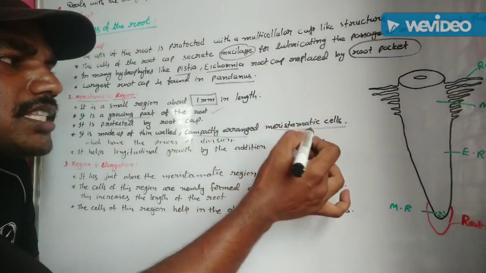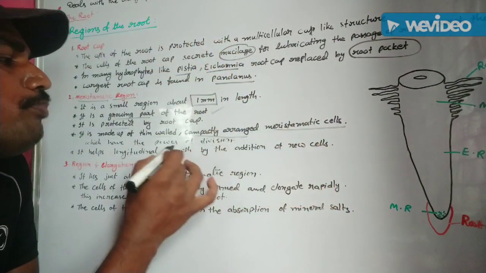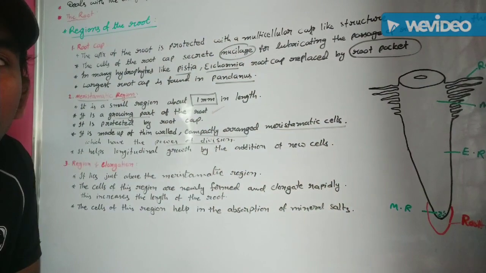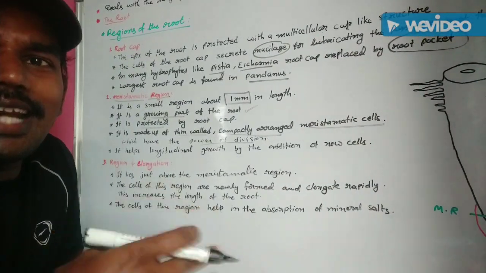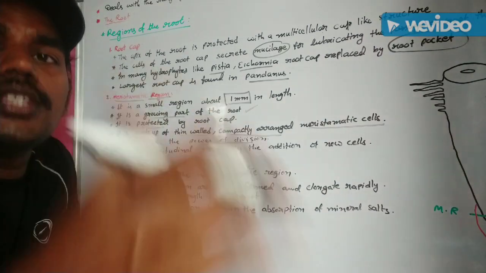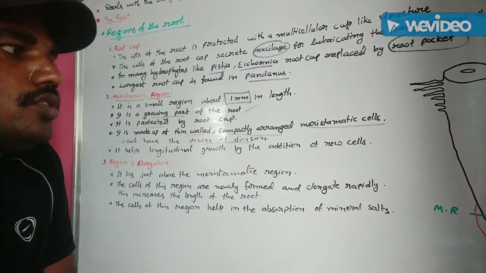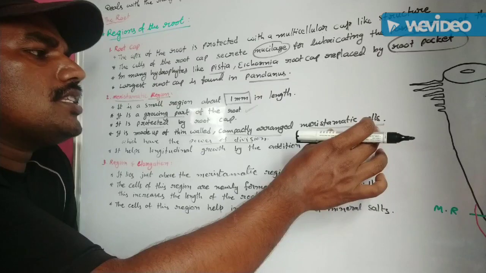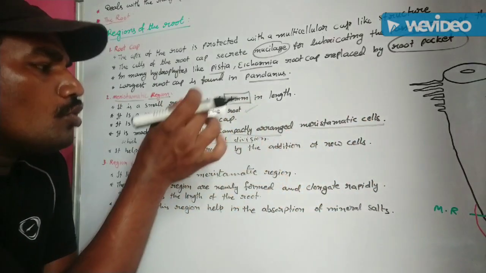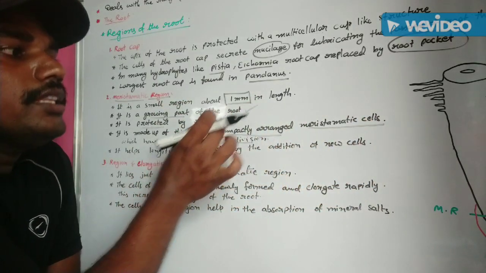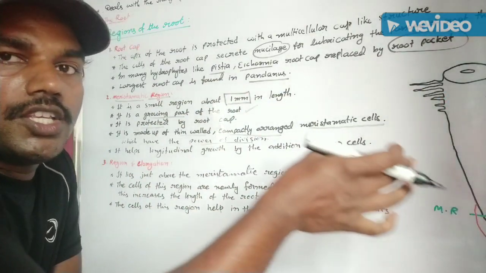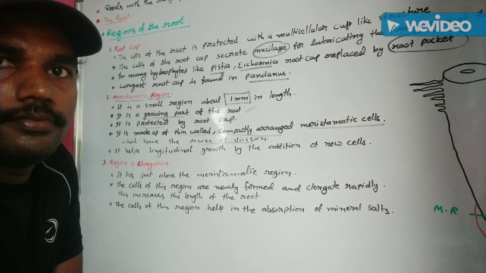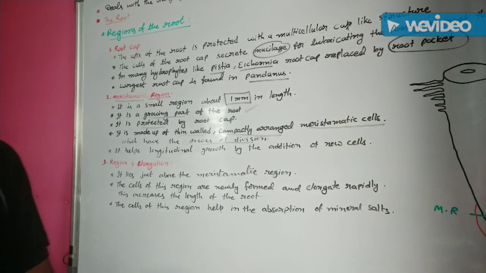Meristematic cells are cells which have the power of division, division-energized cells. These rapidly divide and form new cells. So these meristematic cells are compactly arranged and thin-walled. They are especially found in the meristematic region of the root. Understand? Next.